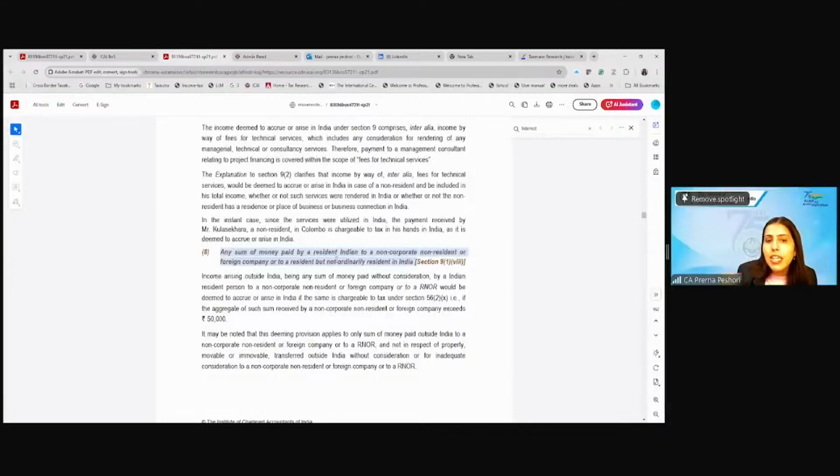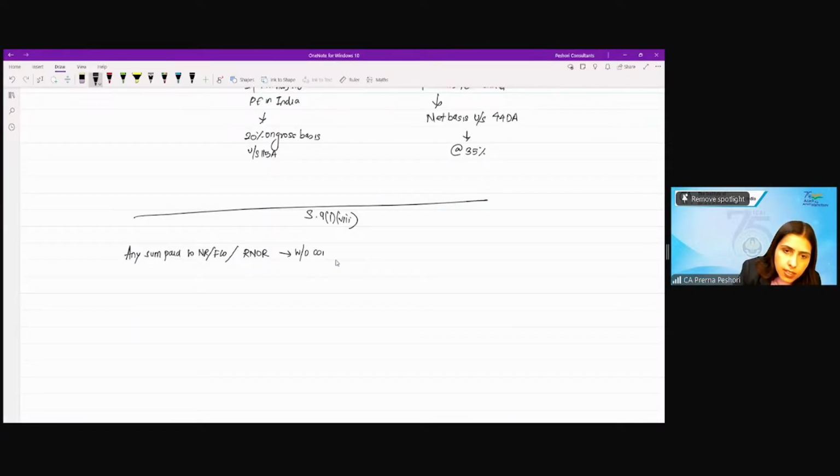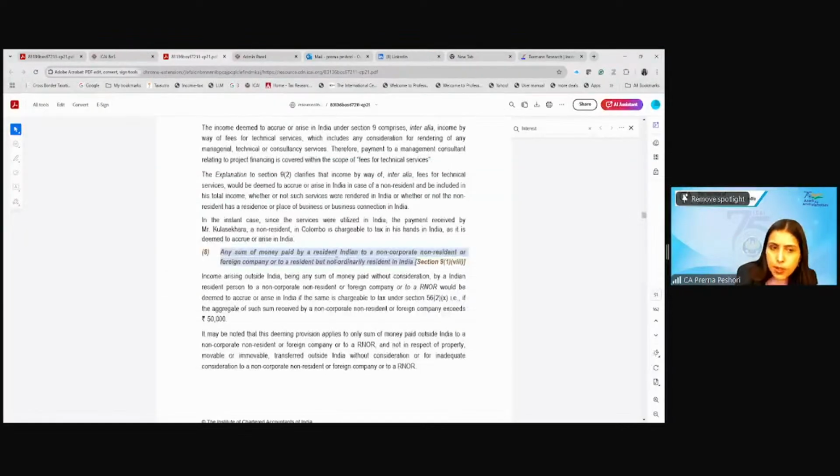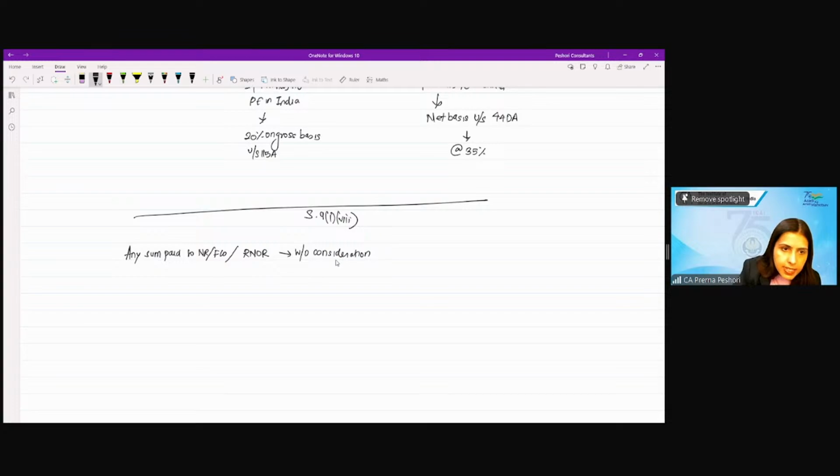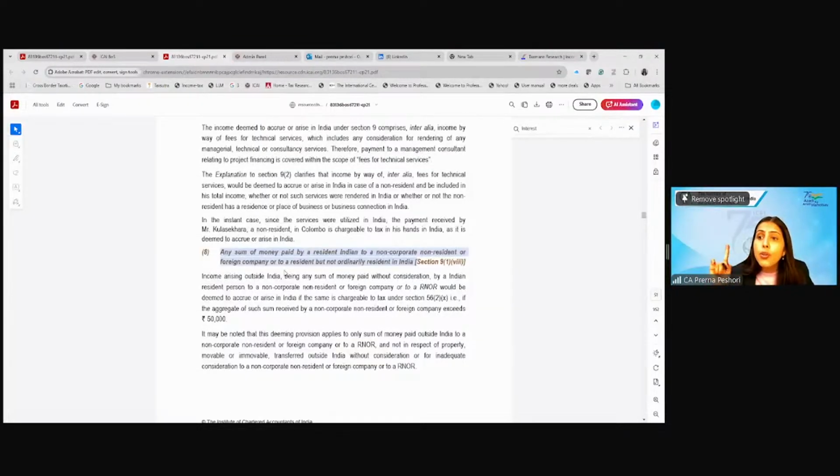So any income arising outside India, which is basically any sum of money paid without consideration, right? By an Indian resident person, any sum paid by Indian resident. So this will be deemed to accrue or arise in India. Are we clear? And this is going to be taxable under 56(2)(x) if it exceeds rupees 50,000.